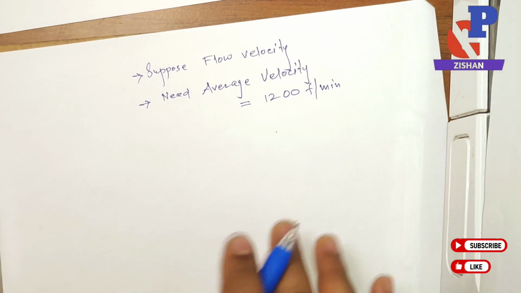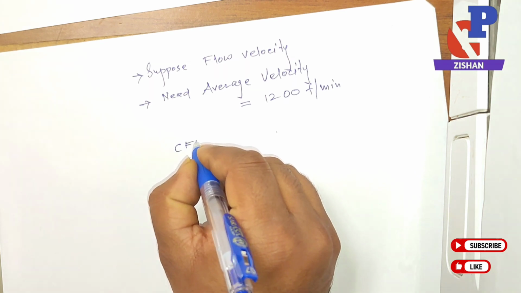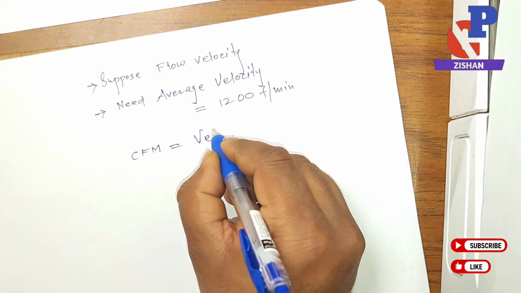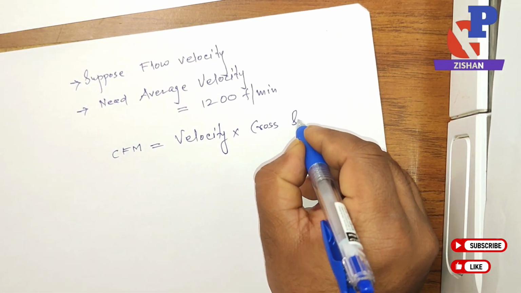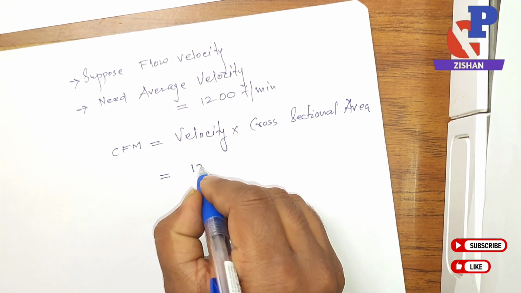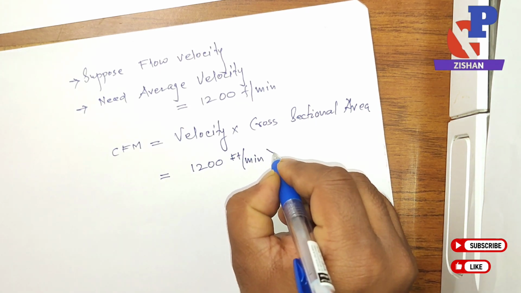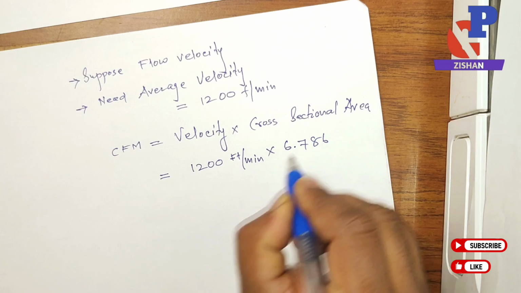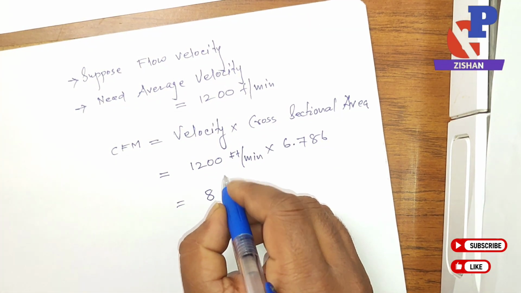Okay, now for the CFM. CFM is the full form of cubic feet per minute. That means how many cubic feet cross through the rectangular duct in 1 minute. Okay, and this is how we can calculate it. CFM equals velocity times the cross sectional area of the duct. As you see, the velocity is 1200 feet per minute times 6.768 feet square.